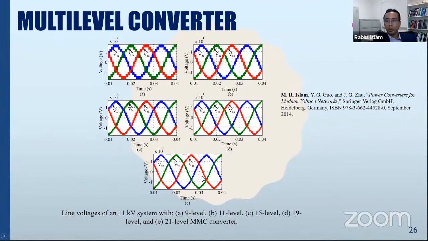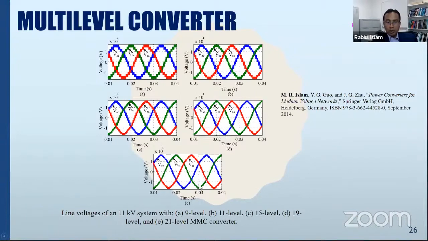Okay, then here you can easily realize if we increase the voltage level, how it can help to reduce the THD, total harmonic distortion, of the generated power, right? Here you see 9-level, then 11-level, then 15-level, 19-level, then this one is for 21-level modular multi-level cascaded converter. This is the output voltage waveform, just the output voltage from that multi-level converter without using any line filter.